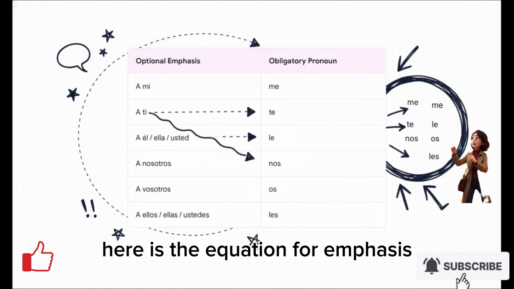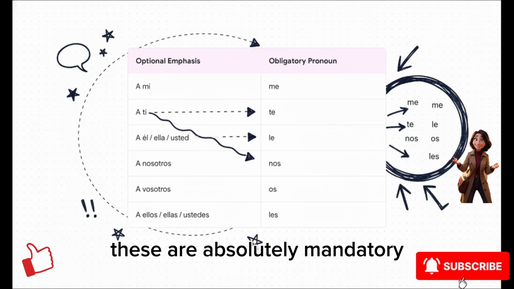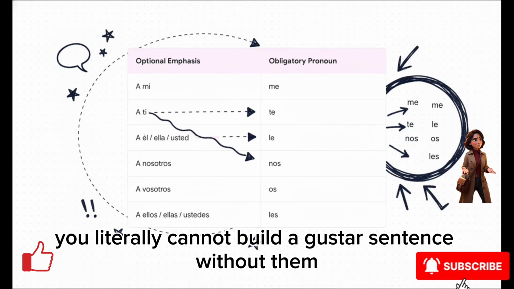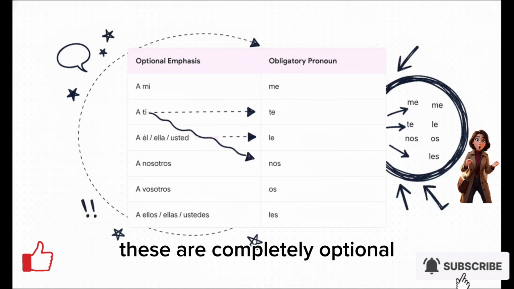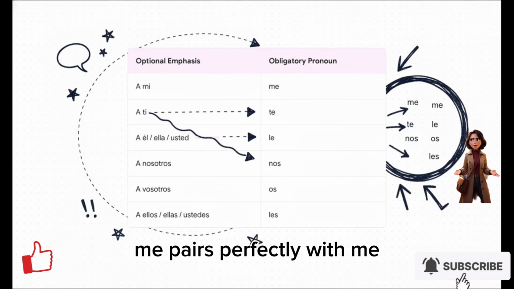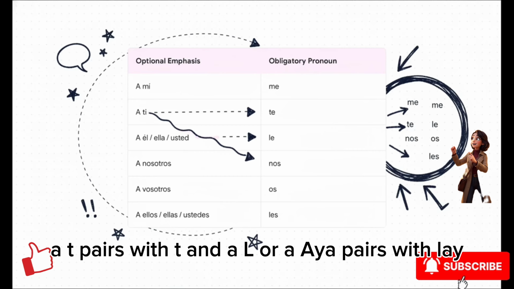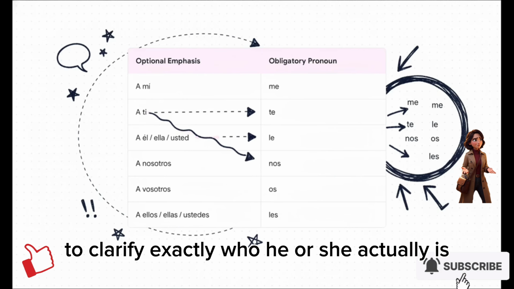Here is the equation for emphasis. We have our obligatory pronouns, me, te, le. These are absolutely mandatory. You literally cannot build a Gustar sentence without them. But we also have these "a" phrases. These are completely optional, but they can be plugged into the front of your sentence for extra punch. A mí pairs perfectly with me. A ti pairs with te. And a él or a ella pairs with le to clarify exactly who he or she actually is.